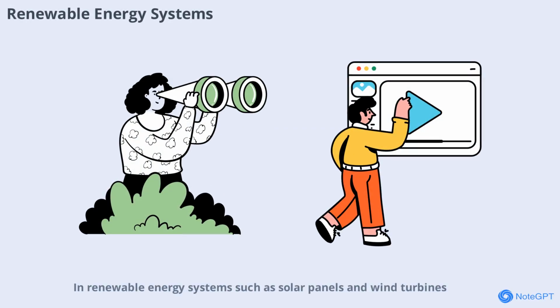In renewable energy systems, such as solar panels and wind turbines, the maximum power transfer theorem helps optimize the connection between the energy source and the load or storage device. By matching the load to the source's internal resistance, engineers can extract the most energy possible, improving the efficiency and effectiveness of renewable energy installations. This principle is key to advancing sustainable energy solutions.